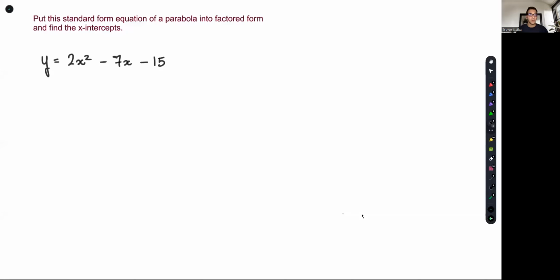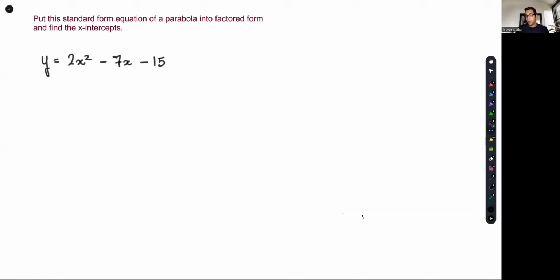So I have here on the screen an equation of what would be a parabola if we graphed it. This is a quadratic function. It's quadratic because we have a part of it that says x squared and another part that has just x in it. Our goal here is to put this standard form equation of a parabola into factored form, and we're going to use that to find x-intercepts.